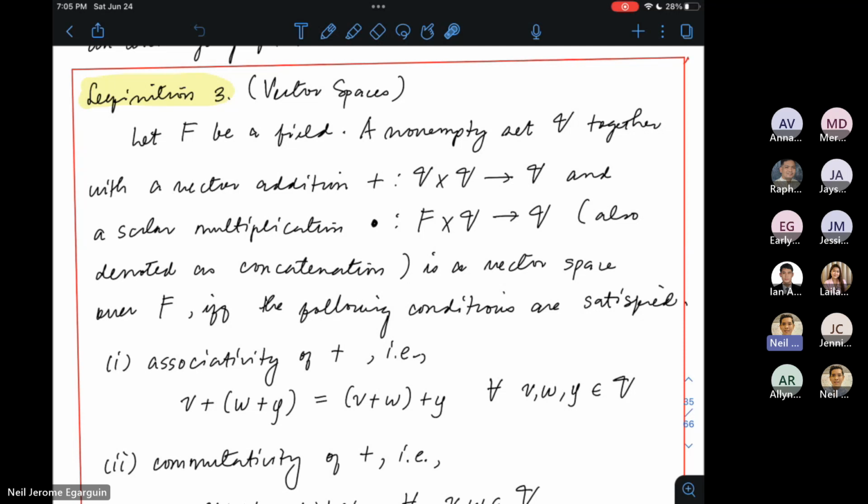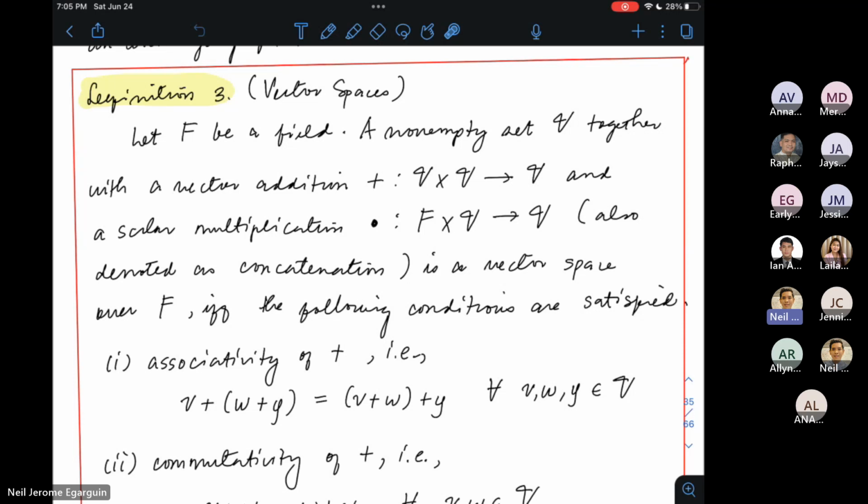Hopefully that helped you working with the homework. Now, we will not stay too long on the concept of fields because this is really something in the domain of abstract algebra.